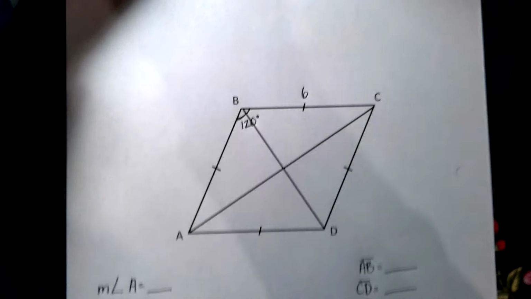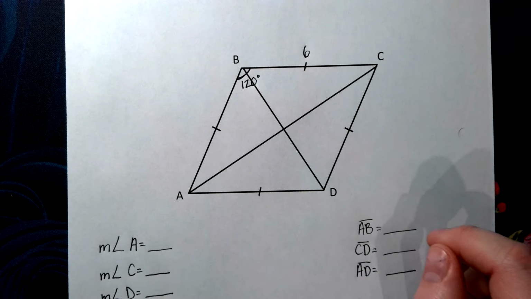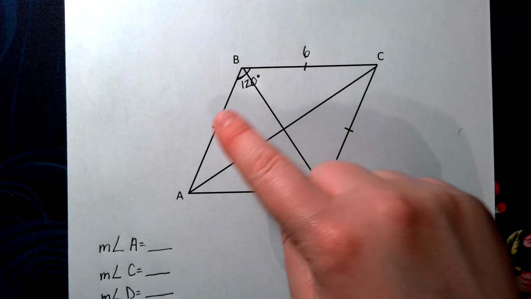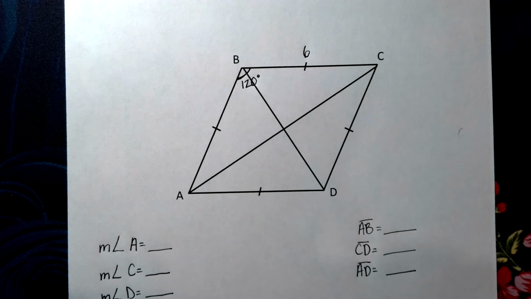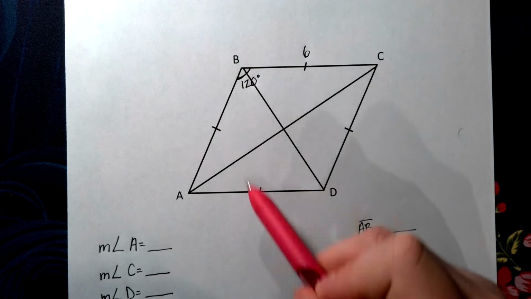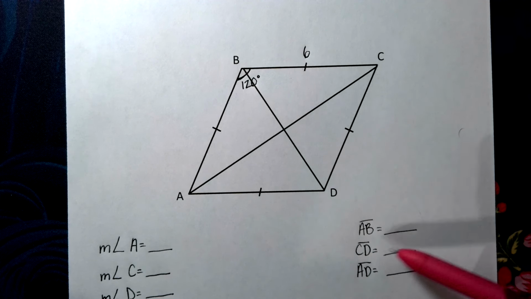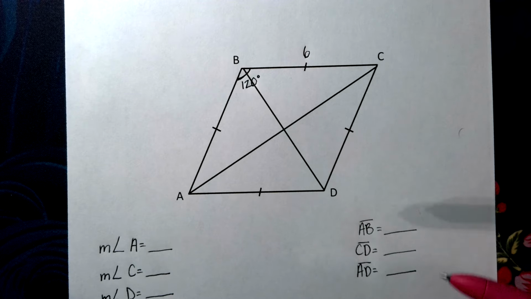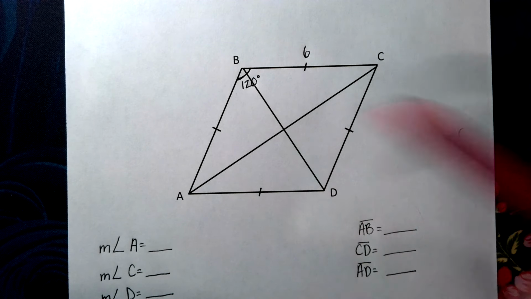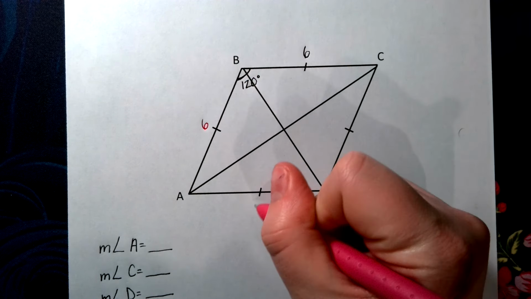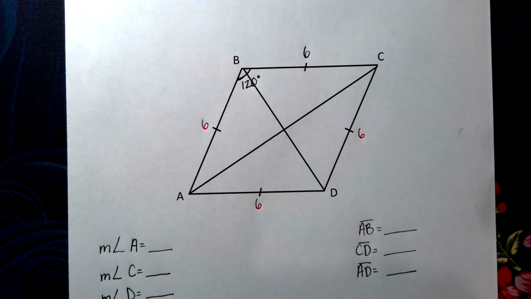Alrighty, so I have this shape. Just looking at it, I see all my side lengths are the same because they have those little tick marks in there. So right here on the right side, it's wondering what AB is, what CD and AD are. I know they're all the same side length. So that means all of them are 6 long.